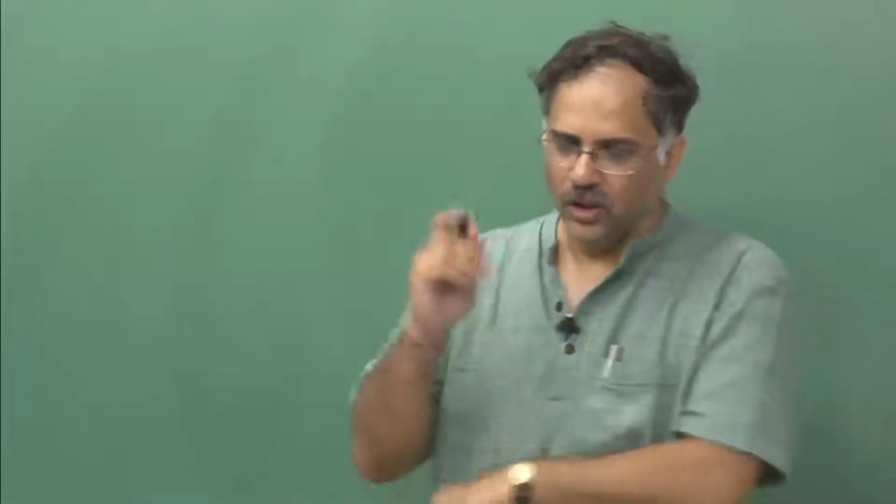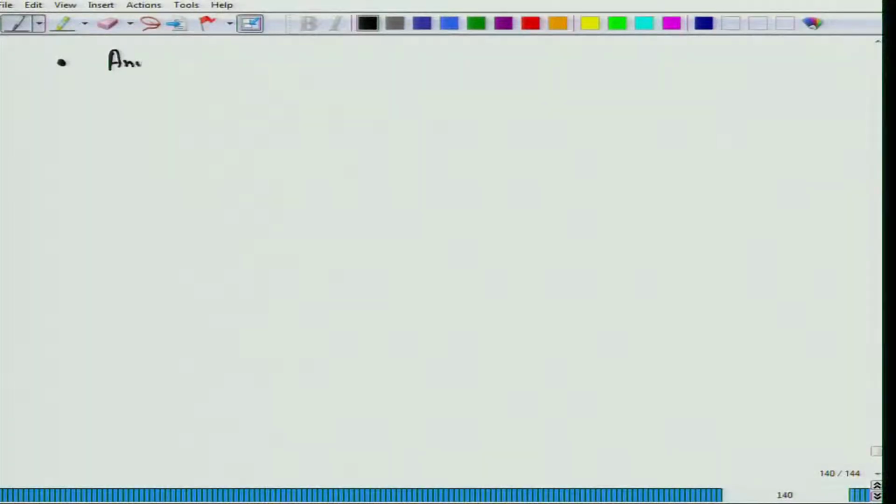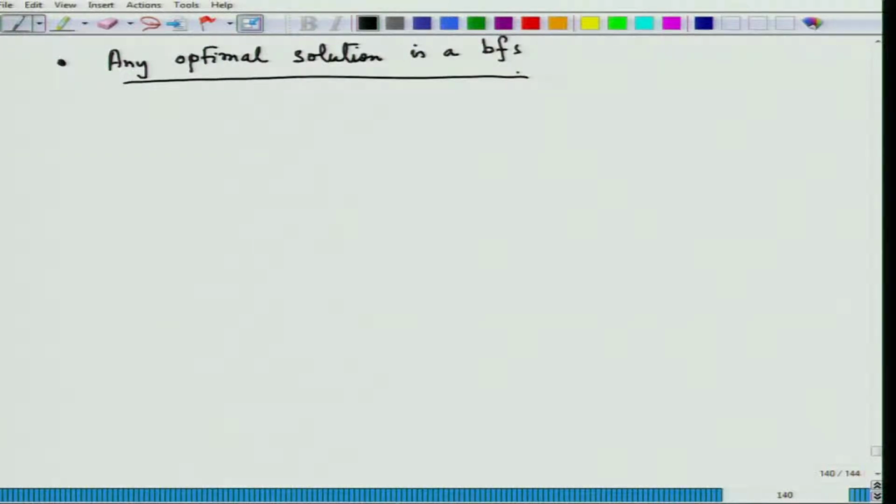So, a very important thing to keep in mind when you do linear programming is that any optimal solution is a basic feasible solution. Any optimal solution of the linear programming problem is a basic feasible solution, or BFS. Now, you might ask me, okay, how do I accept this?